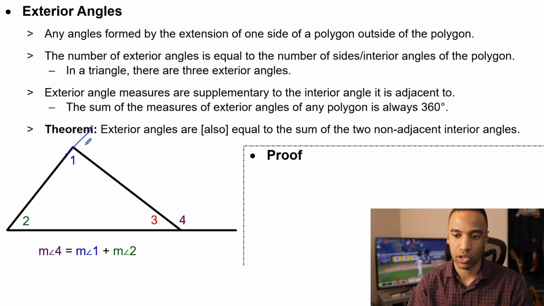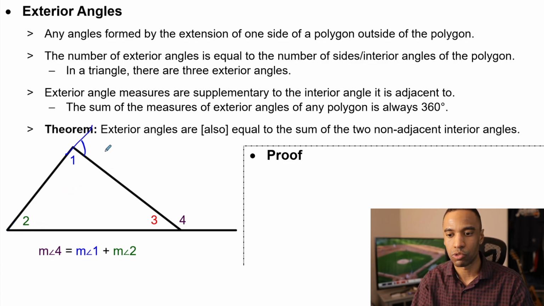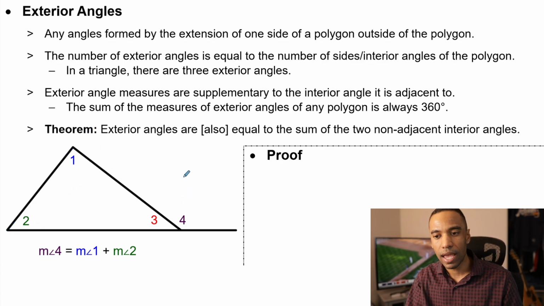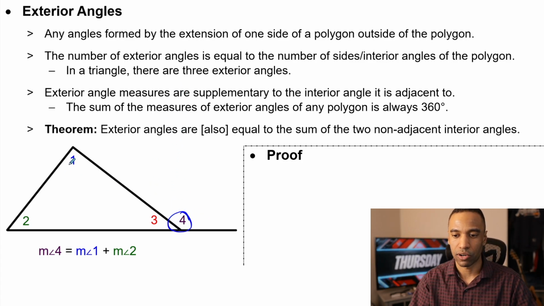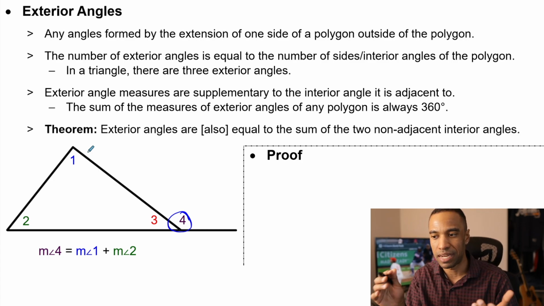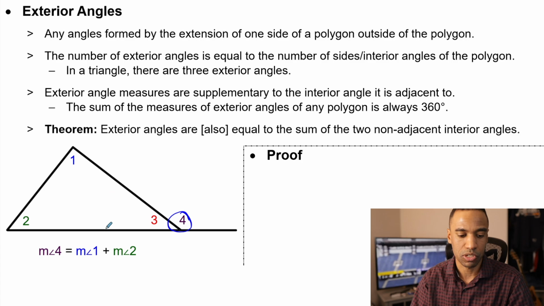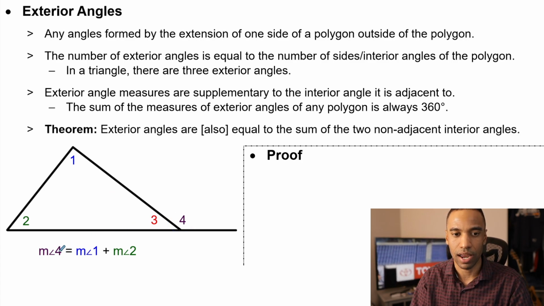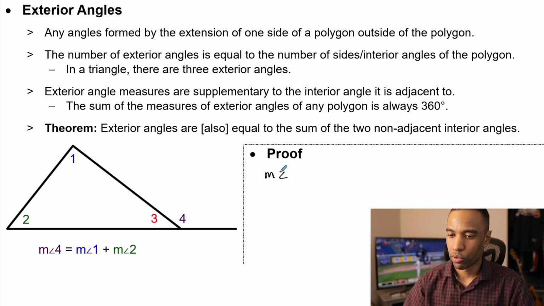I could make another exterior angle here with 1 and with 2, and those would be exterior angles. But here's just one of them. Remote exterior angle is, say, 4 is a remote exterior angle to 1 and 2. Remote meaning distant. It is far away from it. And the remote exterior angle theorem states that this exterior angle here equals the sum of the other two interior angles.